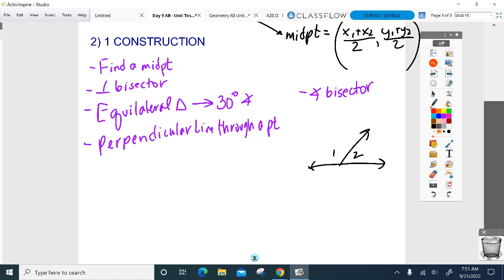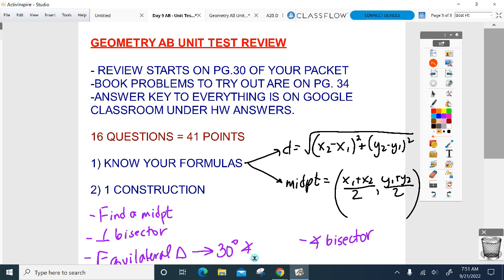All right, so where can I study? I always hook you guys up for unit test review. Most of the time I give you practice in the packet and practice in your textbook. So if you look at page 30 right now in your notes, I think you have 13 review questions in the packet. Go to the back of your packet where question 13 is.